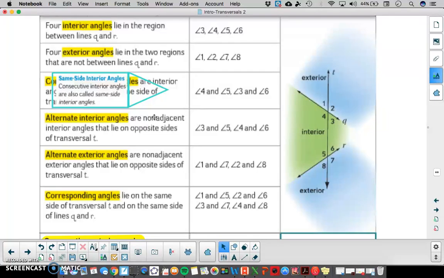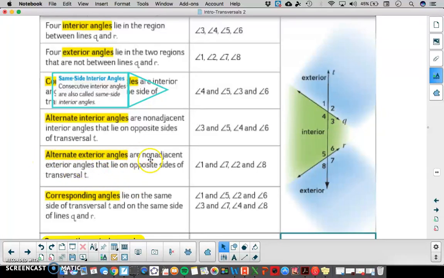Interior angles that lie on opposite sides of the transversal. So they have to be interior and they have to be on opposite sides of the transversal. So we would consider angle 4 being an alternate interior angle with 6. Those are non-adjacent angles that are both interior, but on different sides of that transversal T. 4 and 3 cannot be alternate interior angles because they are adjacent.